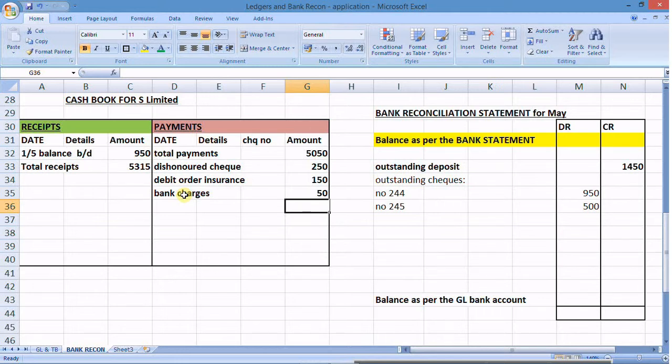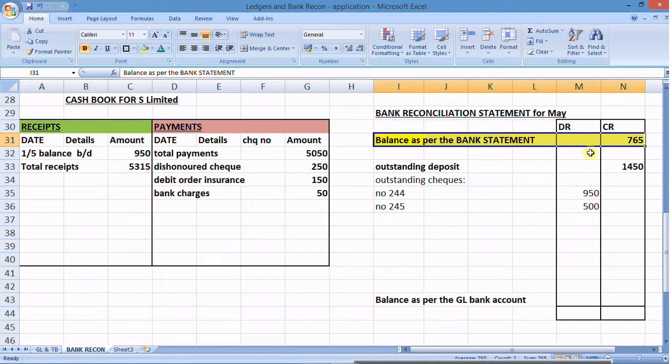Okay, now we just need to complete the bank reconciliation statement. What was the balance as per the bank statement? Are you reconciling the end balance or the beginning balance? I'd say the end balance. Correct. Is that favorable or unfavorable? It's favorable. So debit or credit? A credit. Good. 765. Favorable bank balance on the bank statement is a credit.